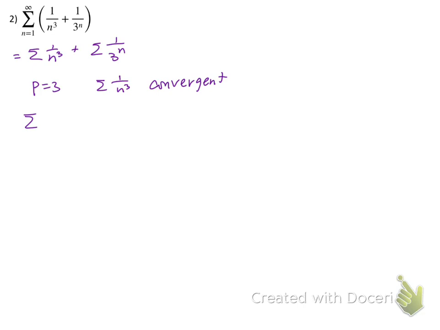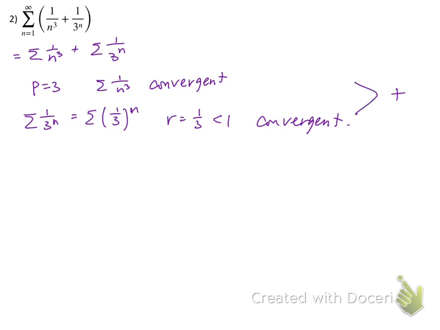And this 1 over 3 to the nth power is 1 to the third power, a third to the nth power. This is r equals a third, which is less than 1, also convergent. When you have two series, both are convergent, when you add them up, the sum is still convergent. So that tells me the original, well, I'll just write a_n, is convergent.